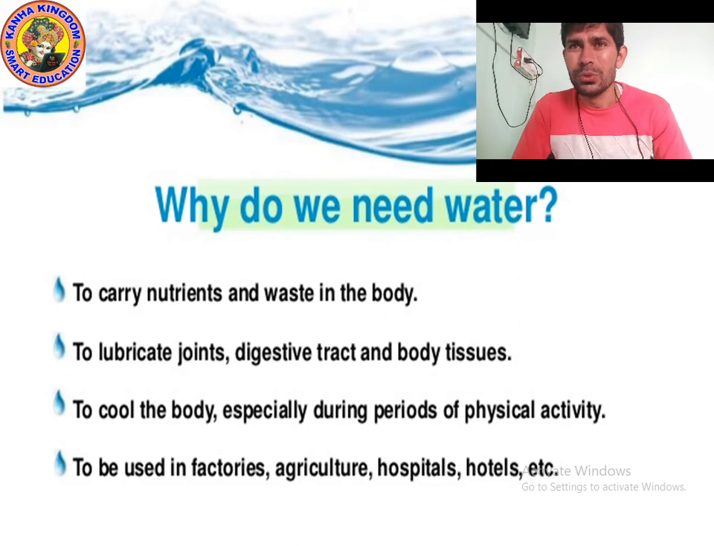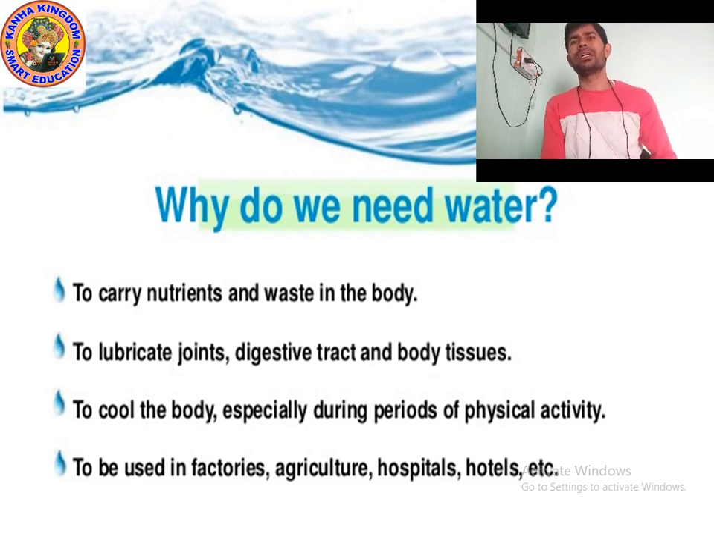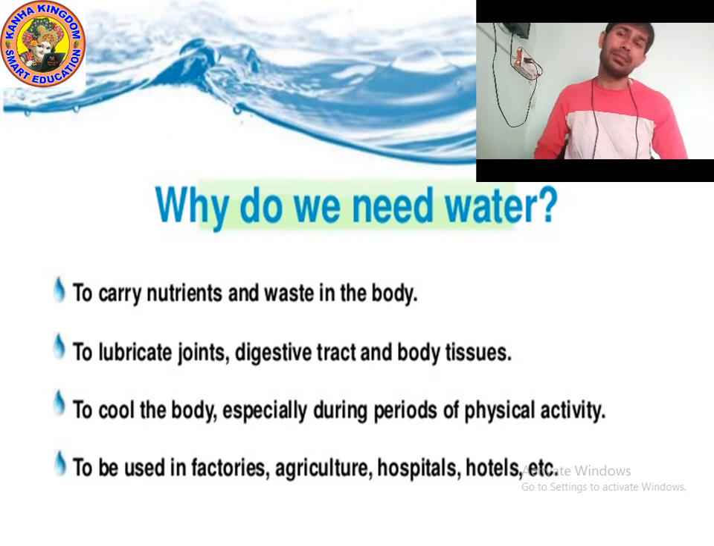Because you are actually taking caffeine. Caffeine is a substance which is very harmful. These are actually caffeine-containing beverages. So I hope you understood.